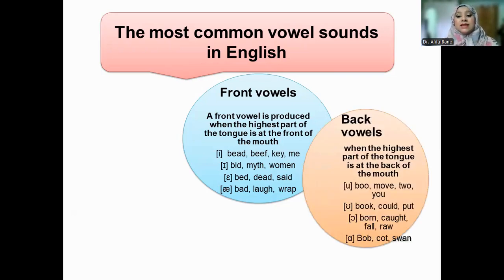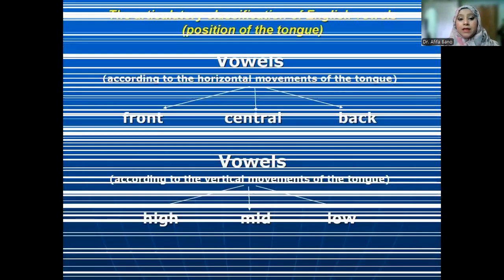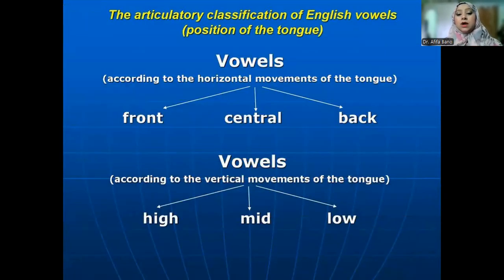Next is back vowels, when the highest part of the tongue is at the back of the mouth, for sounds like oo as in boo, move, to, you; o as in book, could, put; or as in born, caught, fall, raw; or as in bought, bob, caught, hot, lot. Central vowels are when the highest part of the tongue is in a more central position in the mouth, for example the schwa, like in above, about, oven, support. The sound like up, like but, blood, dove, duff.